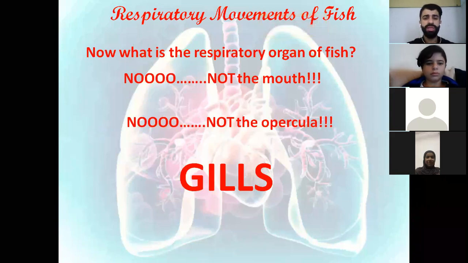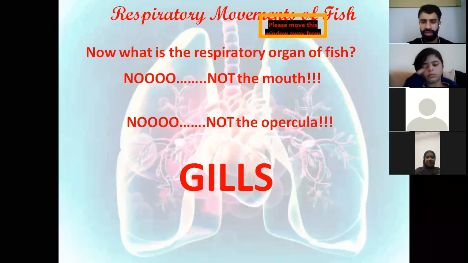The lungs in the mammals, the trachea in the insects. That's why the respiration in the insect is called tracheal respiration, because it's related to the trachea. And the respiratory organ in the fish is called the gills.